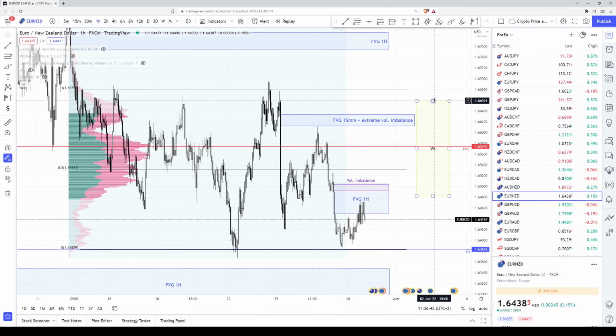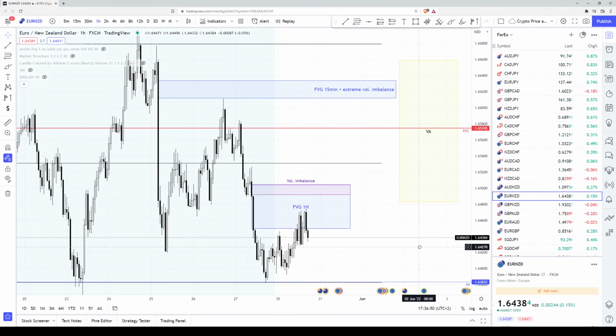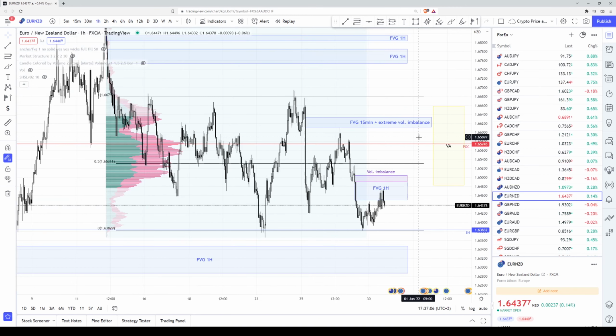We see this being the value area, this part being the point of control, and we see that price moves into the fair value gap, and at the upper part of the fair value gap there's a volume imbalance. So there's an even higher probability that price will fill the complete volume imbalance before doing anything else. At the upper part of the value area there's a fair value gap with an extreme volume imbalance, but it's on the 15-minute time frame. So given that price would be around here, then it's also interesting to take this fair value gap into account as well.